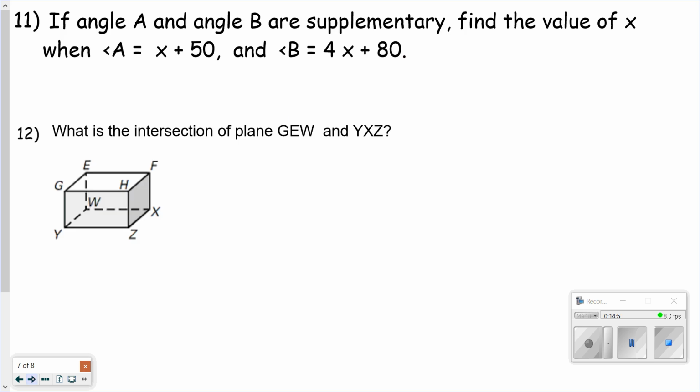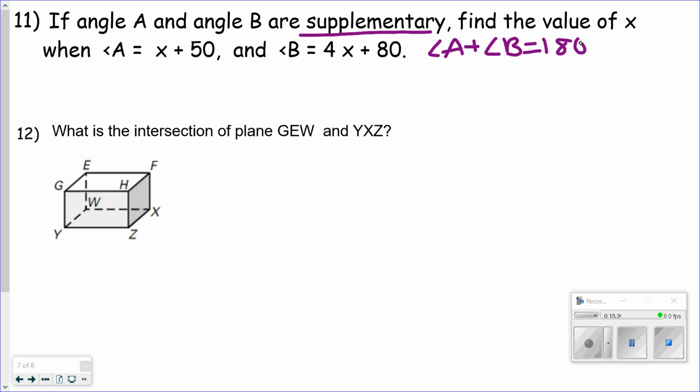All right, we're getting close to being done. So number 11, if angle A and angle B are supplementary, find the value of x when A is equal to x plus 50 and B is equal to 4x plus 80. Our keyword here, supplementary. Supplementary means it adds to 180. So angle A plus angle B is equal to 180 degrees.